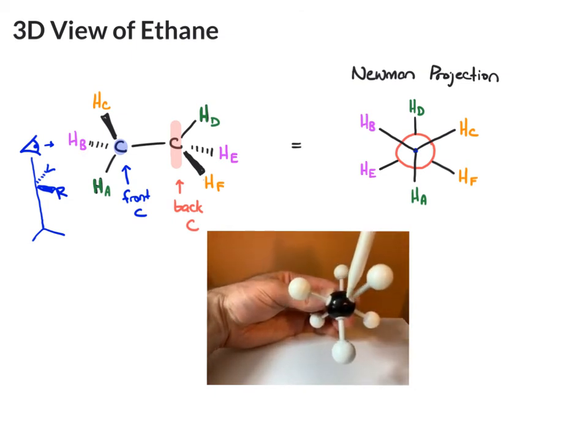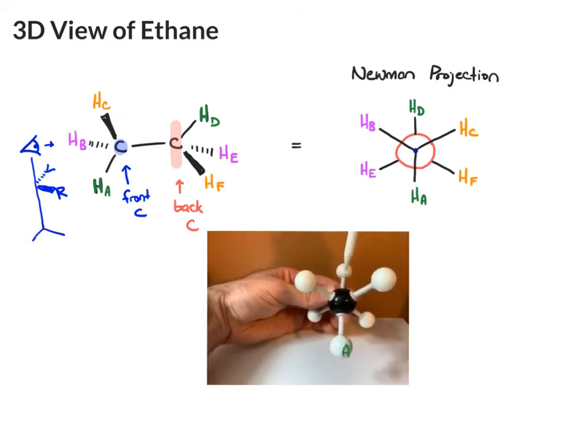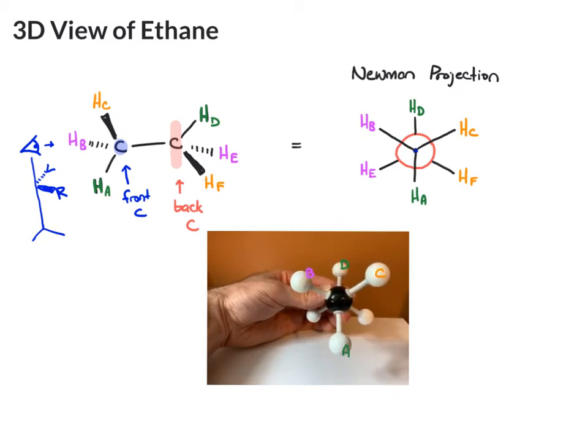So here's the front carbon, here's the back carbon. On the front carbon, we have, this would be hydrogen A. On the back carbon, hydrogen D. Here's B, C, here's E, and F. So this is the viewpoint you're basically drawing when you write a Newman projection.